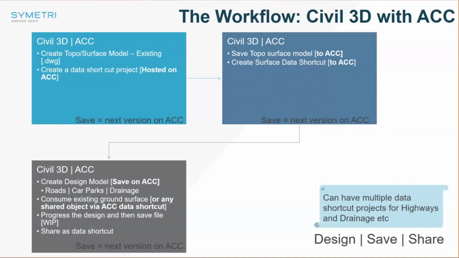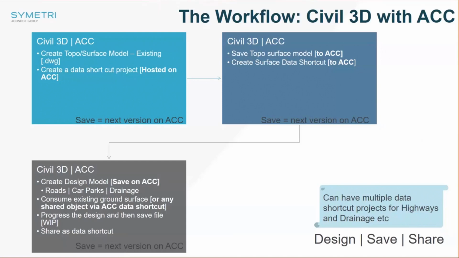We can have multiple data shortcuts if we need to, for highways and drainage, etc. So it takes us through to that final box at the bottom of this slide, where it says creating design models to save on ACC. We can have it for roads or car parks or drainage, and the example that we'll see shortly will house some of those factors.